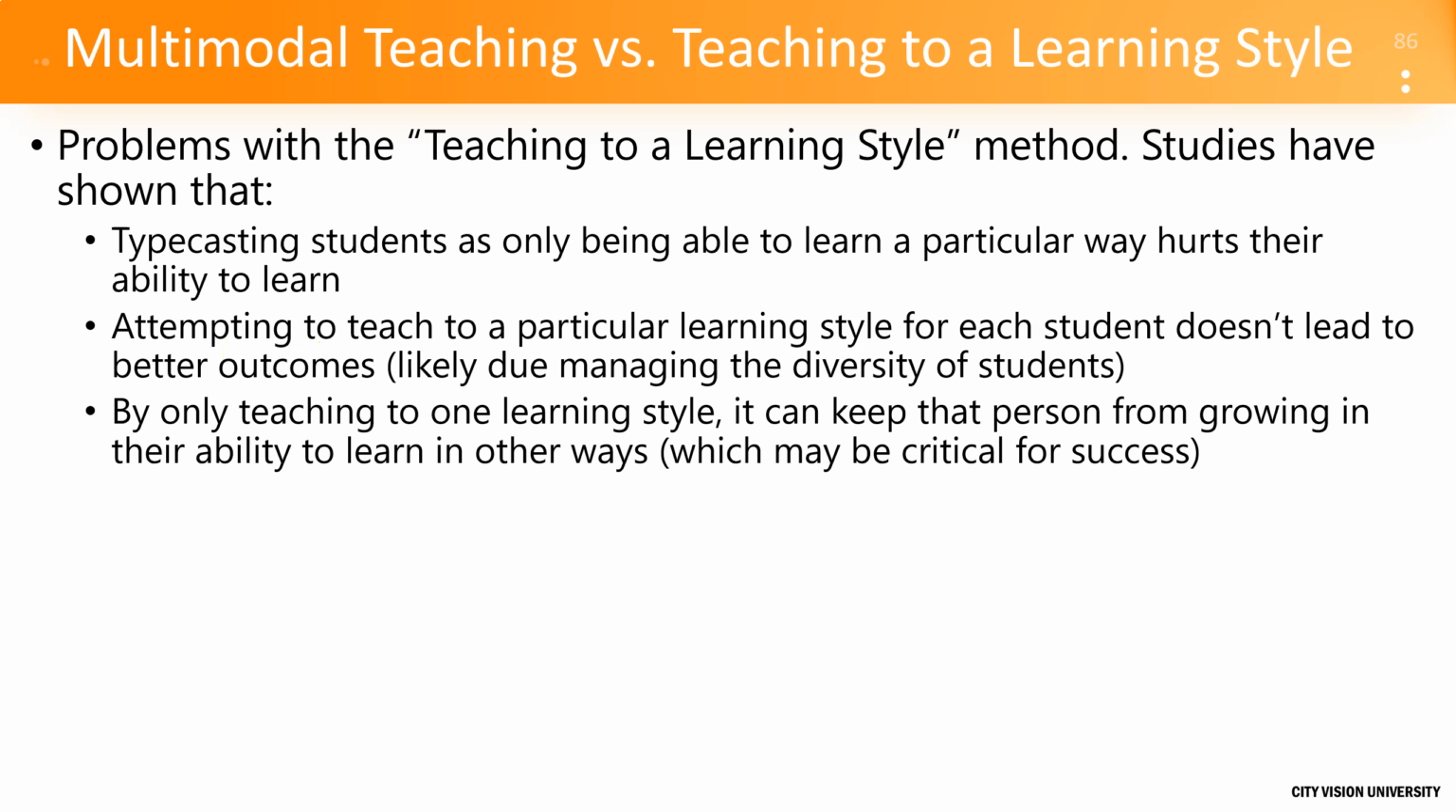The other problem is that attempting to teach to a particular learning style for each student doesn't lead to better outcomes. The reality is, unless you're teaching one-to-one, it's basically impossible to do that. Some students are going to learn one way, and some another way, and you're not going to be able to do that while managing the diversity of students. And the third problem is that if you only teach one learning style, it can keep that person from growing in their ability to learn in other ways.